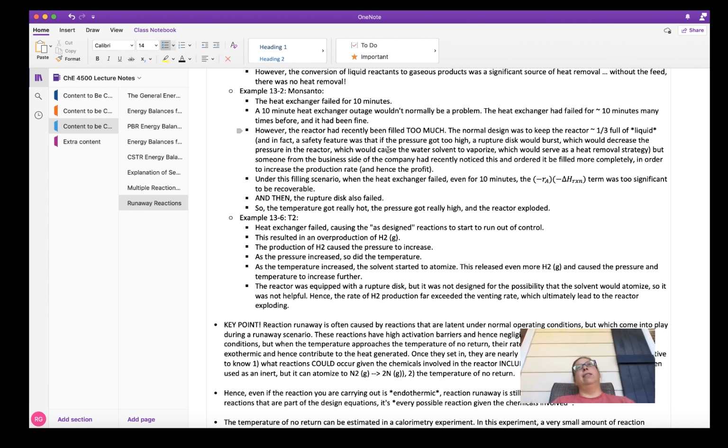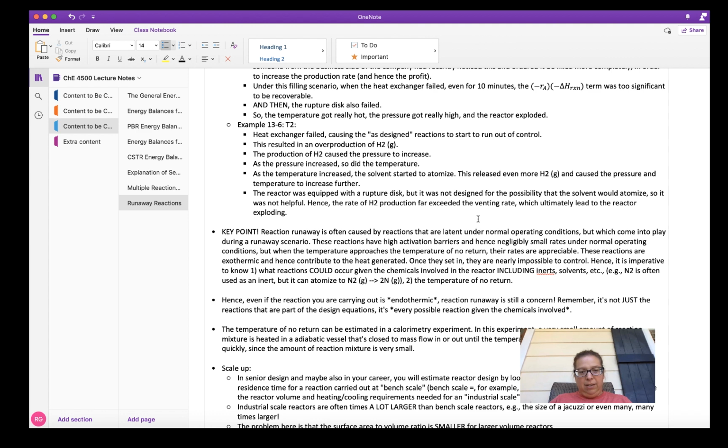So you can think that this is maybe a reason why under design conditions the reactor was only to be 1/3 of the way full, so that there was headspace in order for this water to be able to vaporize if needed. I don't know this for sure, but you can imagine this being a safety feature. It was meant to have only 1/3 liquid in it. And so overfilling it presented multiple problems.